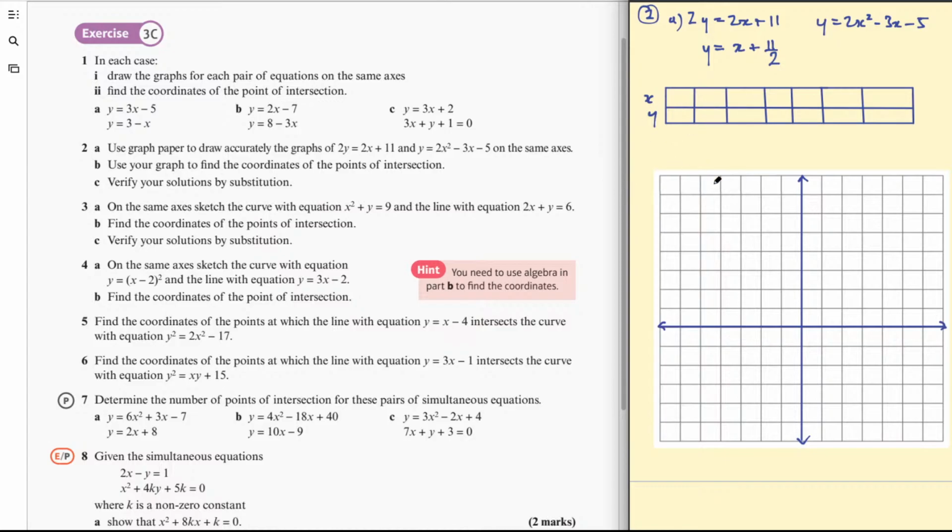All right, so here's what I'm going to do actually. I'm going to do it with the table of values, and then I'll do it with the minimum and the intercepts, and then see how we go. Okay, so the table of values.